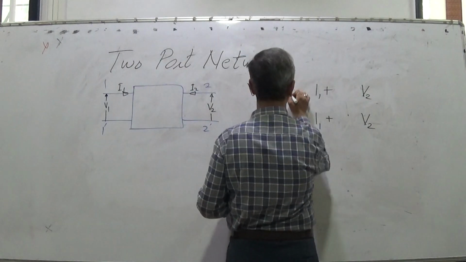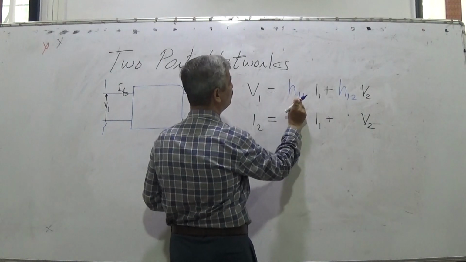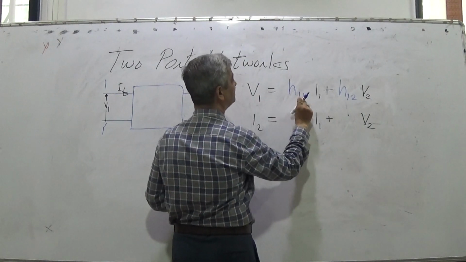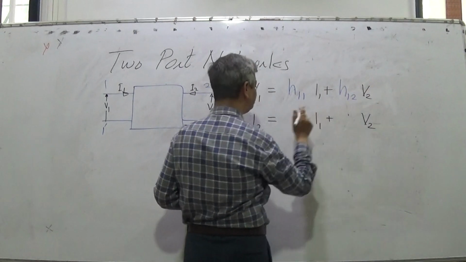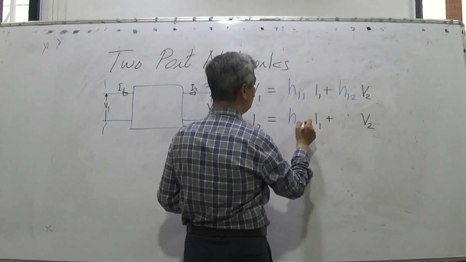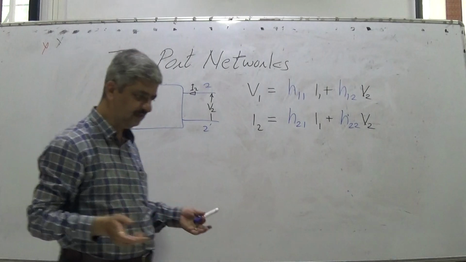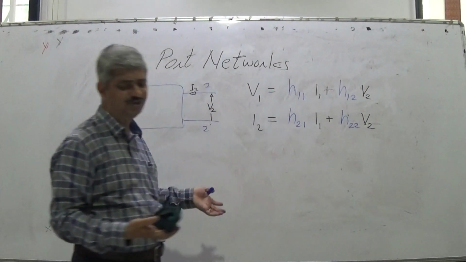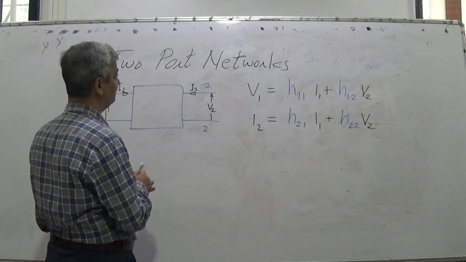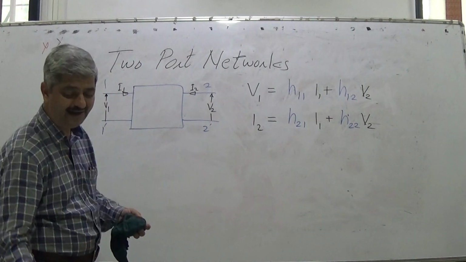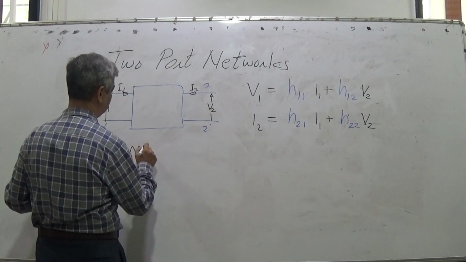So H11 I1 plus H12 V2, note it very carefully. This one corresponds to this one, and this 2 corresponds to this 2. Then H21 I1 plus H22 V2. Now there is no need of connecting a voltmeter and ammeter. You know everything. So I will ask a simple question: find H parameters for the following network, and we take again one simple network.